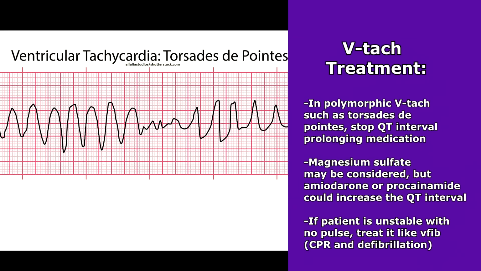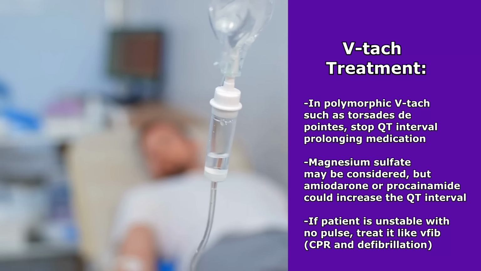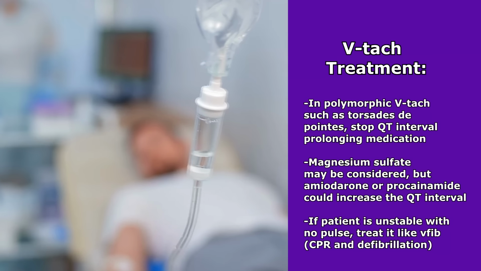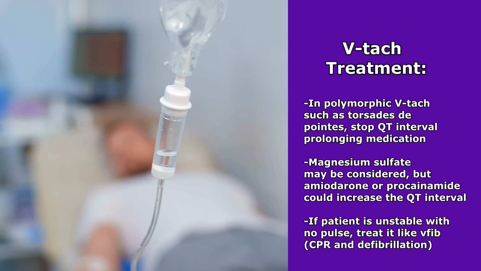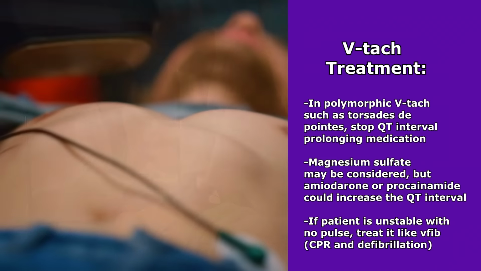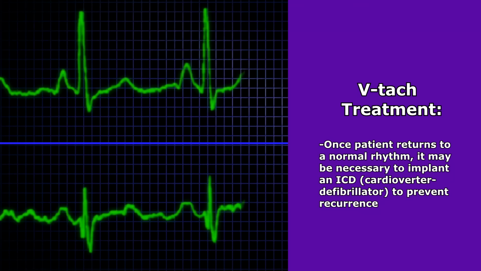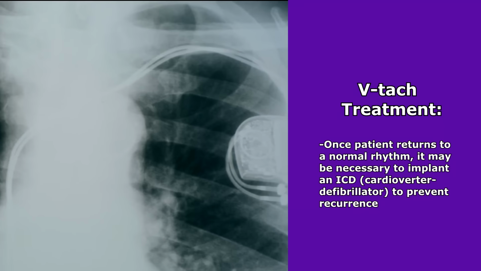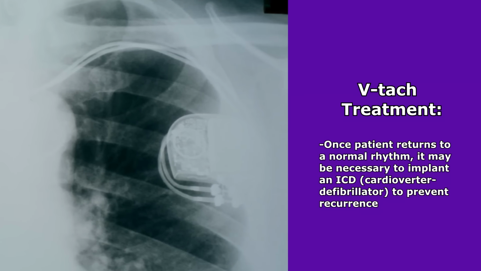Now, in regards to treatment for, let's say, a polymorphic VTach like torsades, one thing that can be given is magnesium sulfate, and then stopping any medications that prolong that QT interval. So you would not want to give the patient amiodarone or procainamide, because those increase that QT interval. And of course, if the patient is unstable and has no pulse, you'd want to treat it like VFib with CPR and defibrillation. Once the patient is converted back to a normal rhythm, it may be necessary that they get an implanted ICD, which is a cardioverter defibrillator, to prevent any further episodes of this happening again.